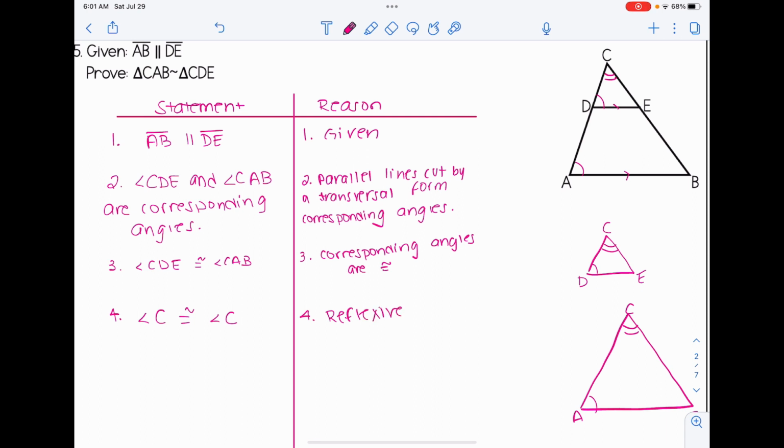Well, now if we look at both of the triangles, they both have two congruent angle markings. So I can go ahead and write my proof statement that triangle CAB is similar to triangle CDE by the angle-angle similarity theorem.